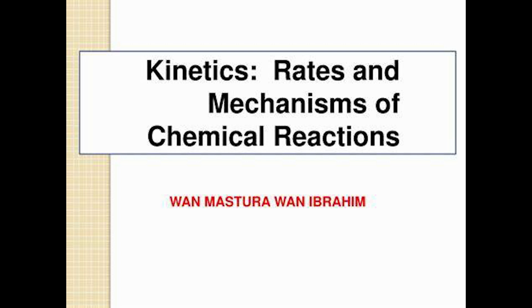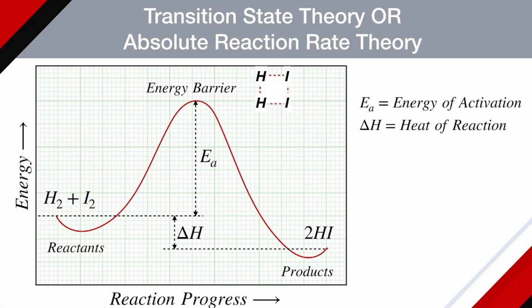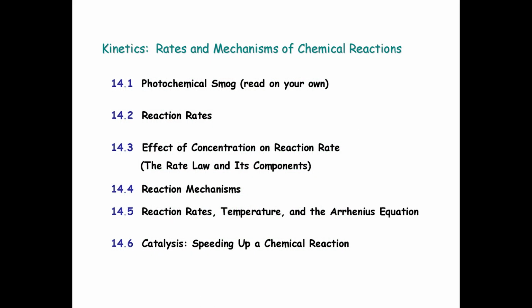Chemical reactions can be classified into different types based on their order of reaction. A reaction of zero order has a rate that is independent of the concentration of the reactant, while a first-order reaction has a rate directly proportional to the concentration of one reactant. A second-order reaction has a rate that is proportional to the square of the concentration of one reactant or to the product of the concentrations of two reactants.